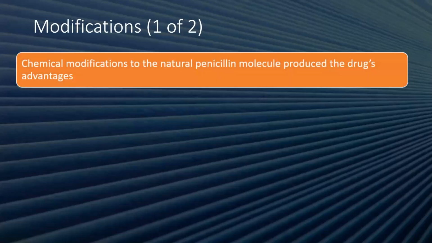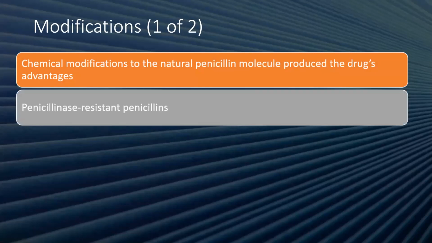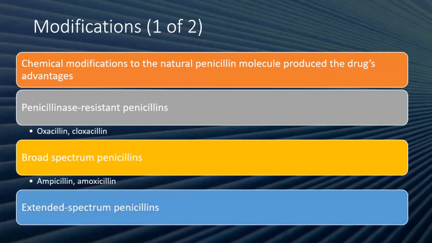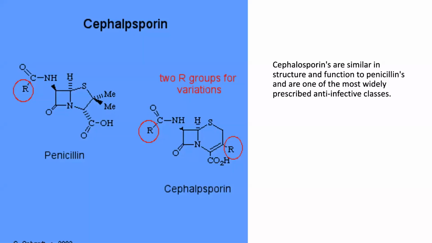So these modifications of the natural penicillin molecules produced advantages. We make penicillinase-resistant penicillins like oxacillin and cloxacillin, and then we have the broad spectrum penicillins like ampicillin and amoxicillin. Then we have extended spectrum penicillins. So that's how we modify the penicillins into three different categories. Extended is like piperacillin. Those who are allergic to penicillins can go for cephalosporins.